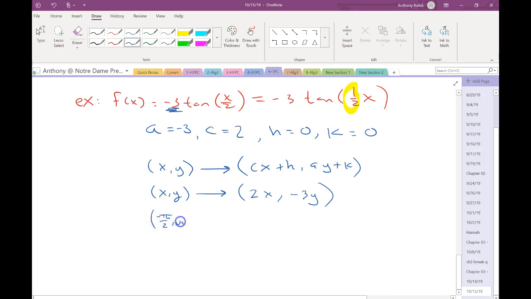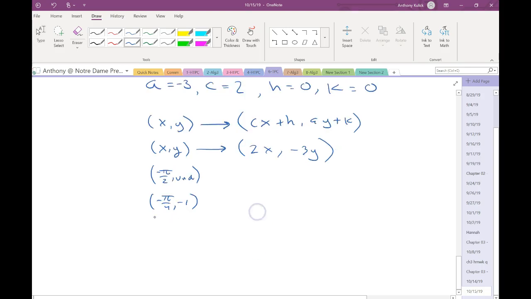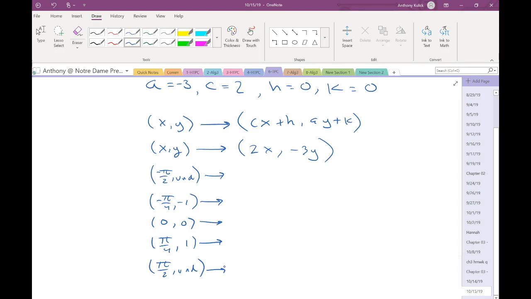Now I'm just going to write down my 5 key points. Those I just copied down from the red box that we wrote above. Those were the key points. Every time I graph a tangent, these are the 5 points that I would use to transform.